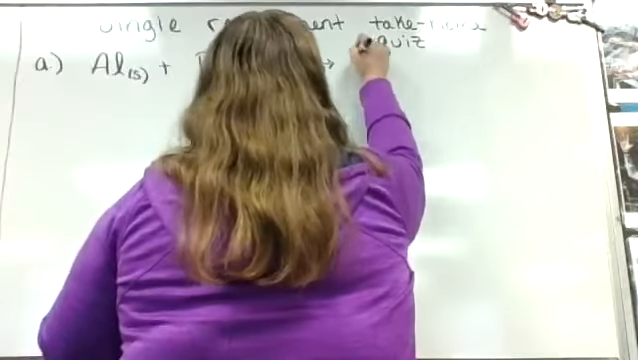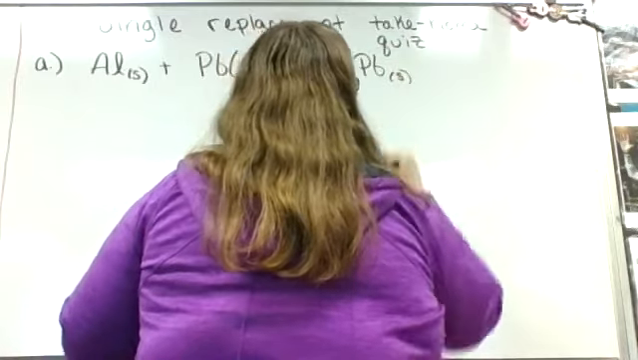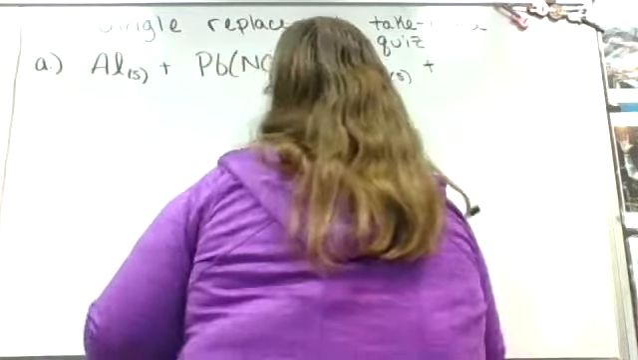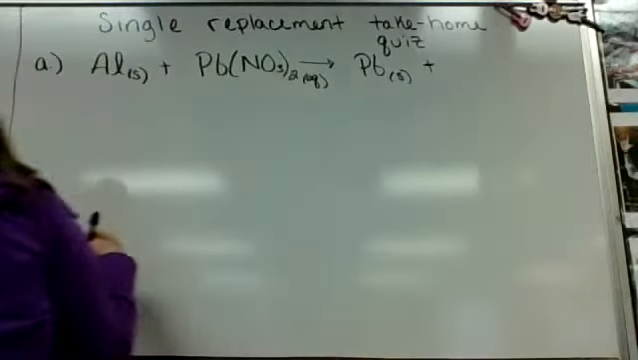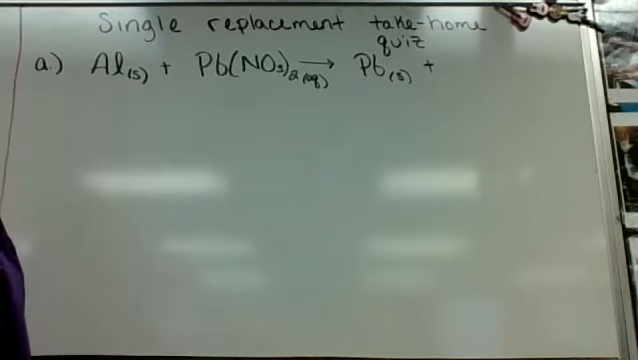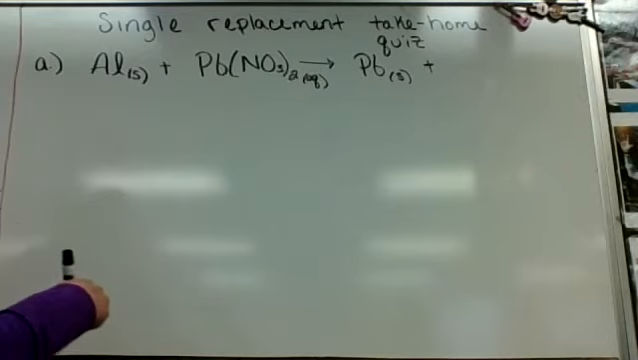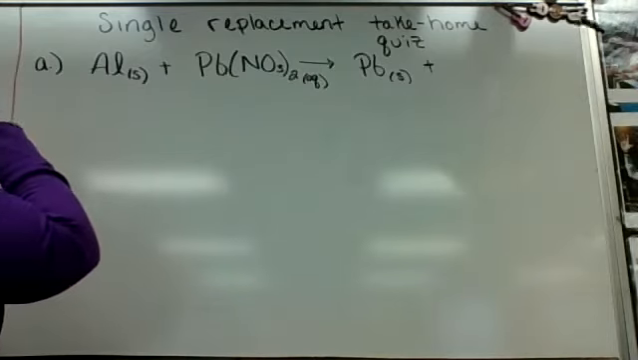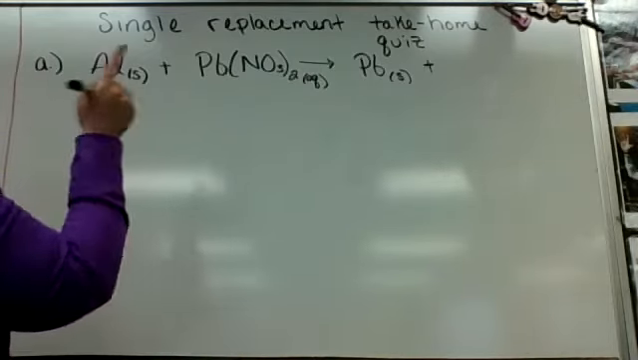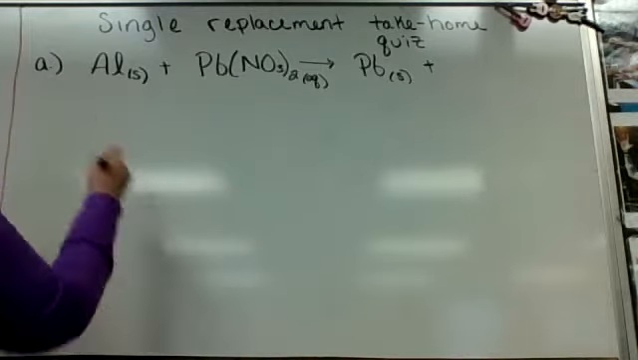What phase is a metal? Solid. And then the Al is going to be with the NO3, and a lot of you put Al and O3 too. You disregard what the subscripts were in the reactants. You're going to pay attention to what charges the ions are, and then swap your charges and write your formula.